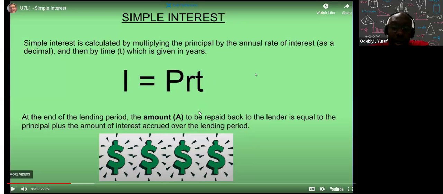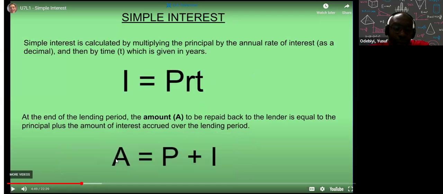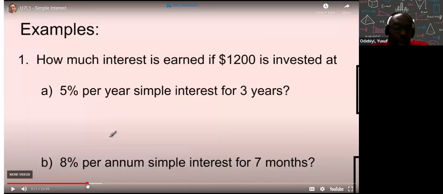Now, if I want to know what is the total amount, then I have to do A equals my interest plus my principal. So that's what this next line is going to be, that you can see right there, right? The total amount I have to pay back would be the principal plus the interest, okay? A equals P plus I. Two very straightforward and easy formulas to remember. Okay, so we're going to go a little faster because we have to get into the more difficult stuff.